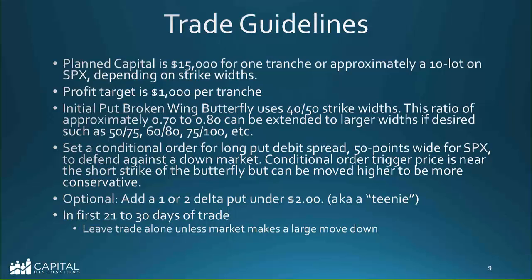And optionally, you can use teenies, the 1 or 2 delta puts. We don't do that, but some people do like to add those. In the first 21 to 30 days of the trade, we try and leave it alone and just let theta start doing its job.